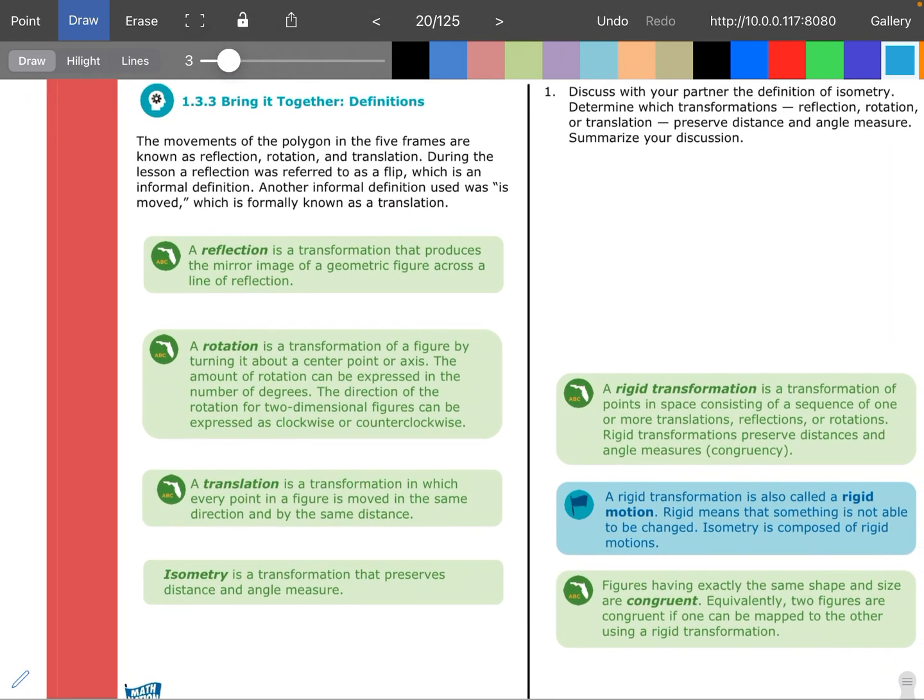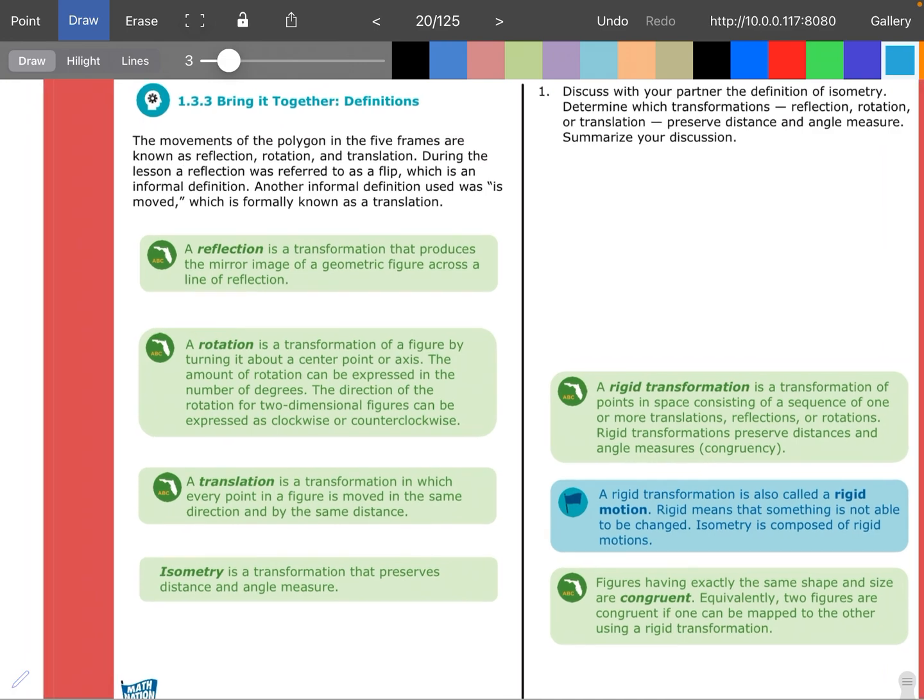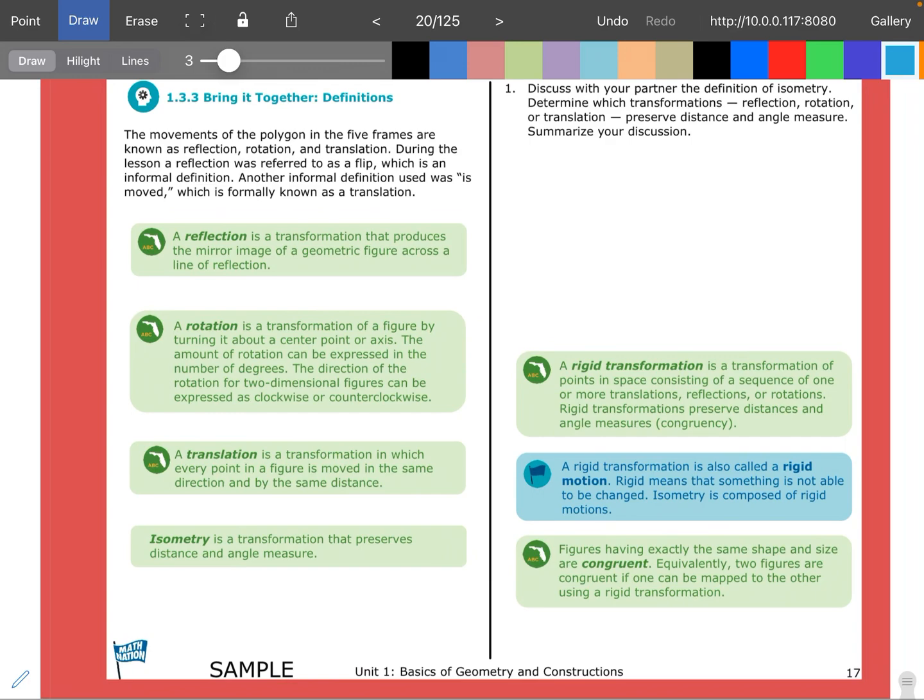So we've got a lot of definitions here. This is probably one of the sections that have the most definitions. We have a reflection, and we use the word flip to describe that word. A reflection is a type of transformation that gives us a mirror image of the geometric figure. So we still have the same figure, it's just pointing a different direction.